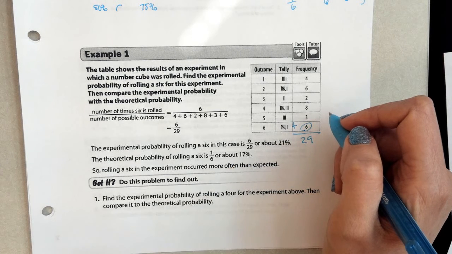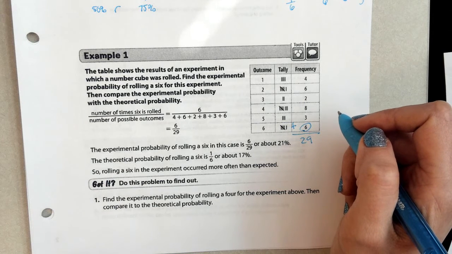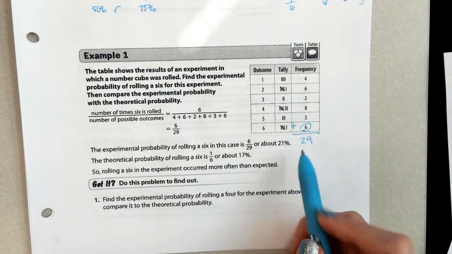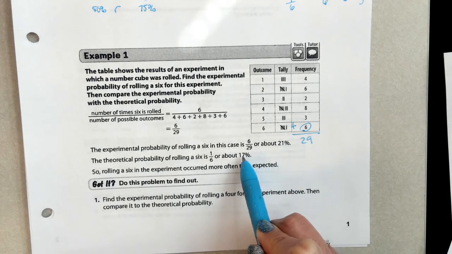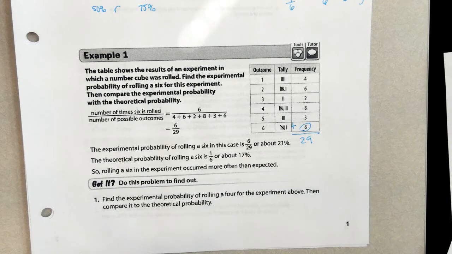When they ask you to compare that then, I said rolling a 6 in the experiment occurred more often than expected, because it happened 21% of the time when we expected it should have happened about 17% of the time.